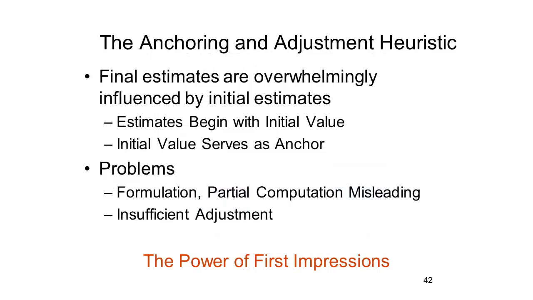In the anchoring and adjustment heuristic, people anchor their judgments on whatever information is available to them, such as an initial value suggested by the formulation of a problem or by some sort of partial computation. And then they adjust their judgments in the appropriate direction. However, subjects often fail to adjust sufficiently from the initial value, so that the initial value again serves as an anchor on the final estimate. In this way, final estimates are overwhelmingly influenced by initial estimates.